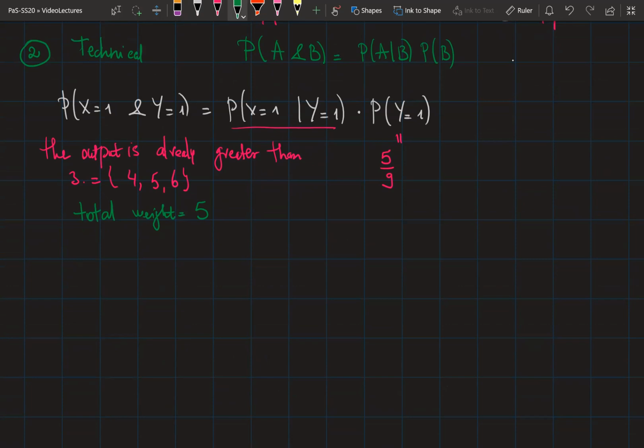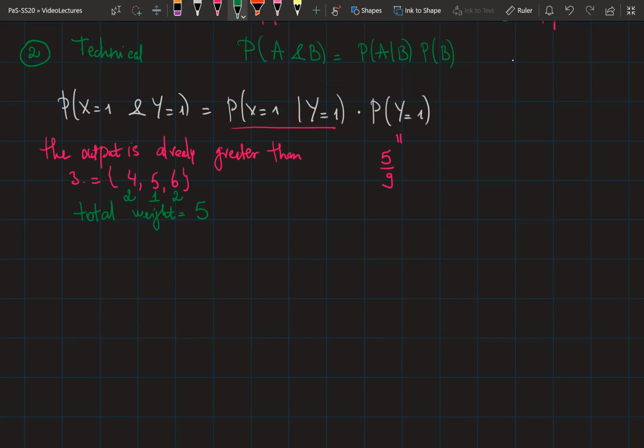And we've distributed this in this way. So 2 of this 5 should go to the 4, 1 should go to the 5, and 2 should go to the 6. So basically, when you have only 3 outputs, 4 or 5 or 6, the probability of getting 4 is going to be equal to 2/5. The probability of getting 5 is 1/5, and the probability of getting 6 is 2/5.